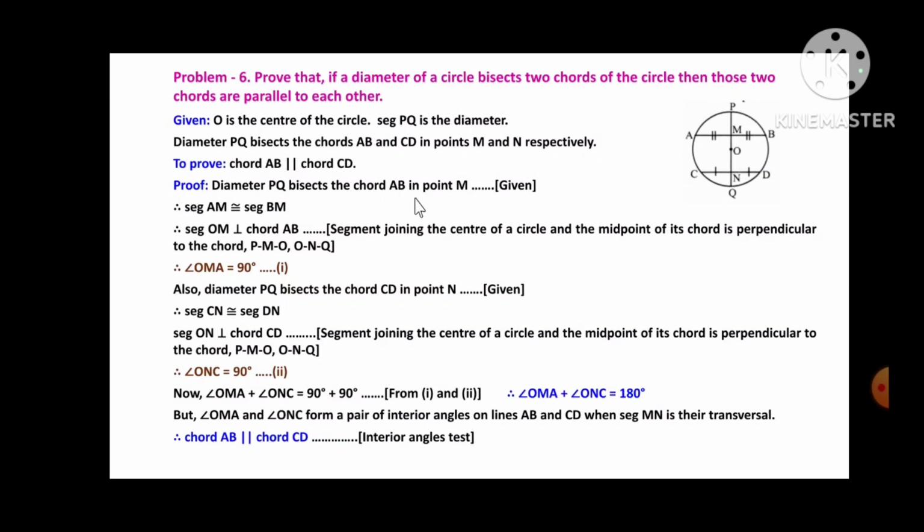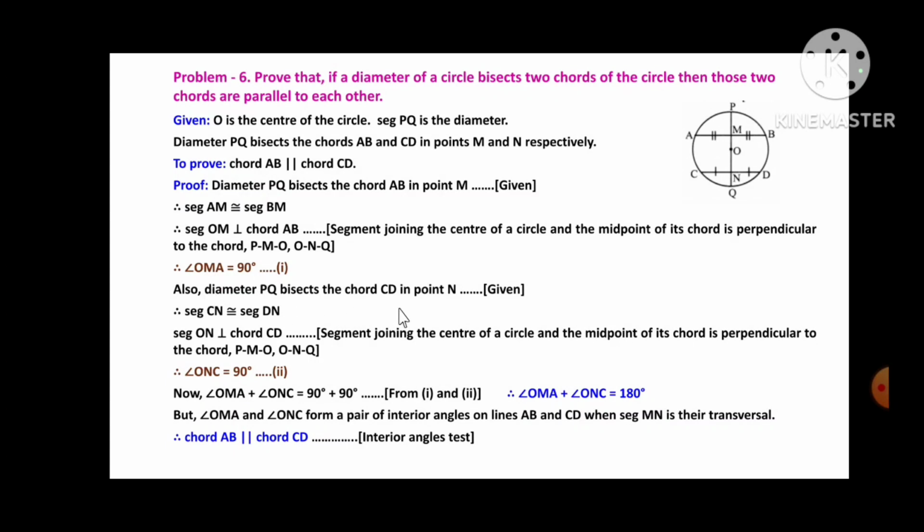Friends, diameter PQ bisects the chord AB at point M. Therefore, you can write AM is equal to BM. Segment OM is perpendicular to AB. Therefore, we will get OM is perpendicular to chord AB, that is, the segment joining the center of the circle and the midpoint of the chord is perpendicular to the chord. So, angle OMA is 90.